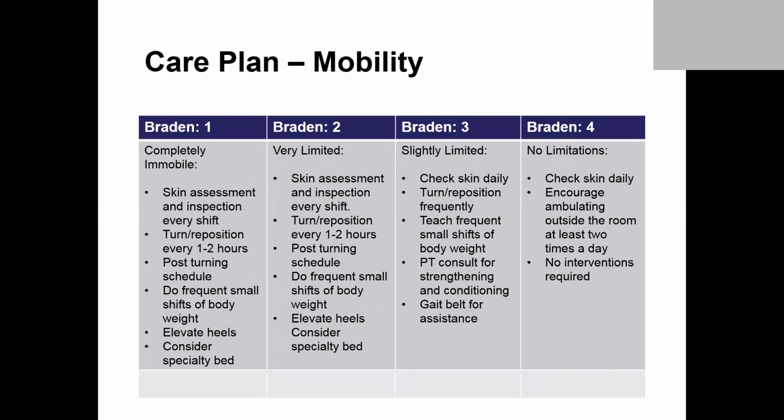Mobility. If a patient is completely immobile, you need to do a lot of the same things that you were doing for a patient who is bed fast or chair fast. So you need to be turning and repositioning them every 1 to 2 hours and posting that schedule again. Also do those frequent small shifts of body weight and consider a specialty bed if appropriate.